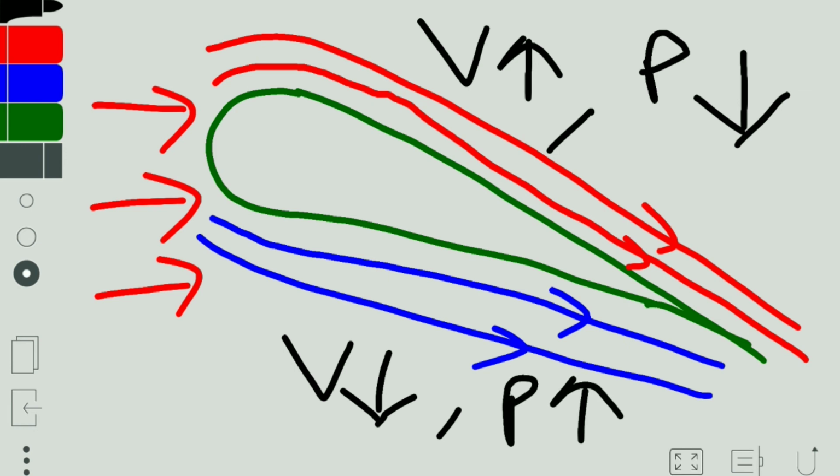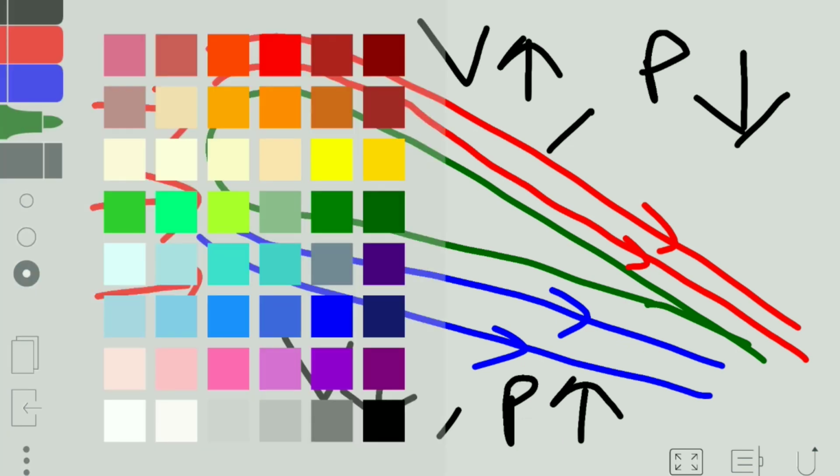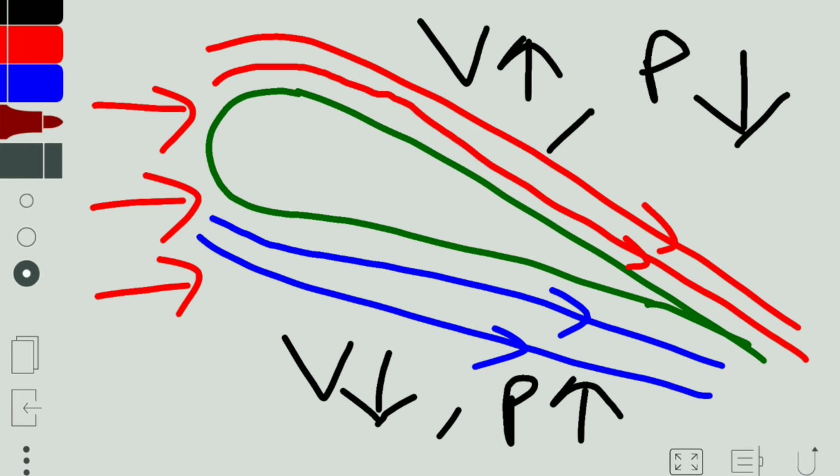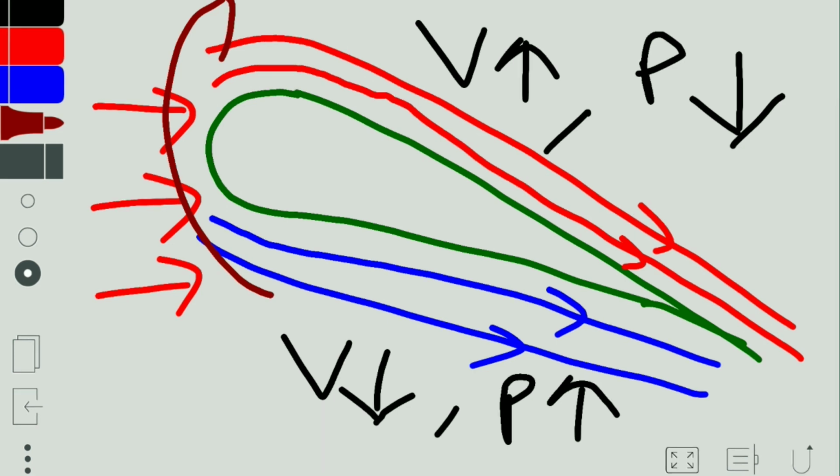So since we have a pressure difference on the top and the bottom, the airflow from the downside will move to the top. So this actually pushes the wing, and this is how with the help of the wing we can create lift.